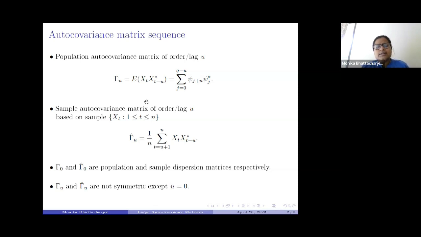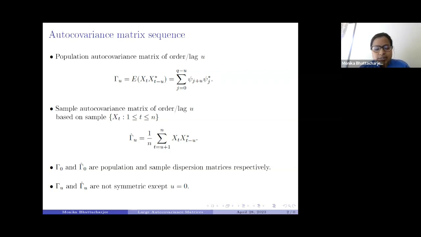Now, in statistics, the obvious question here is whether gamma hat u can consistently estimate gamma u or not. If it is finite dimensional, then the answer is yes, because pointwise convergence, or entry-wise convergence, is enough to guarantee consistency. So in the finite dimensional setup, gamma hat u, of course, will consistently estimate gamma u.